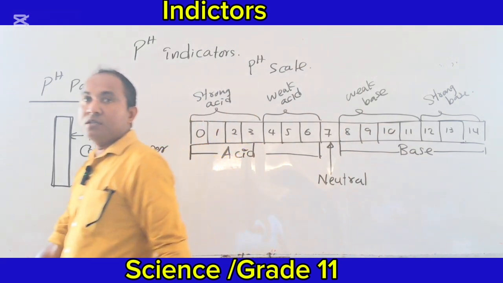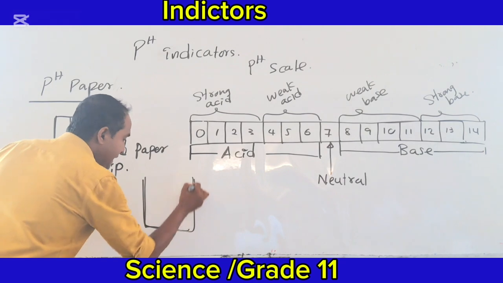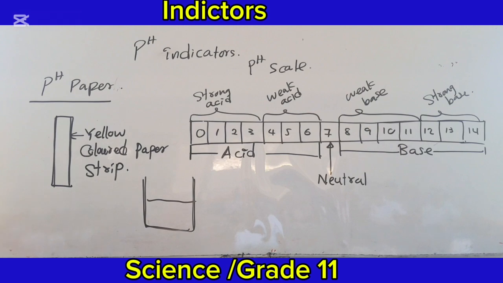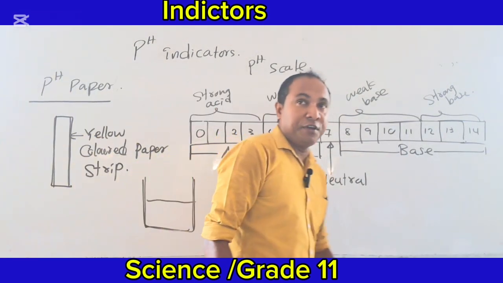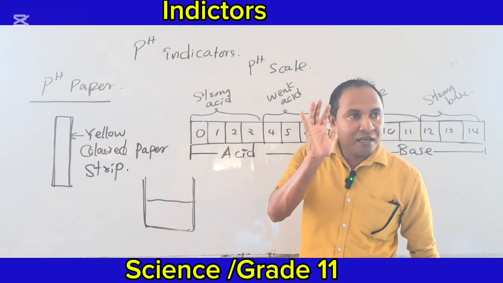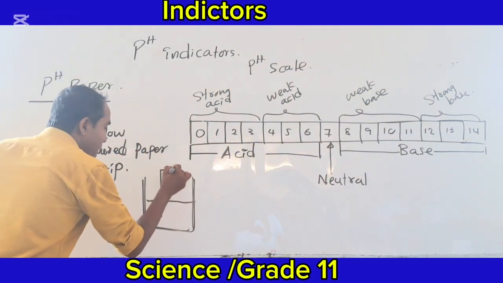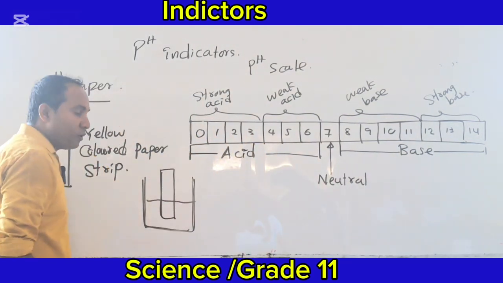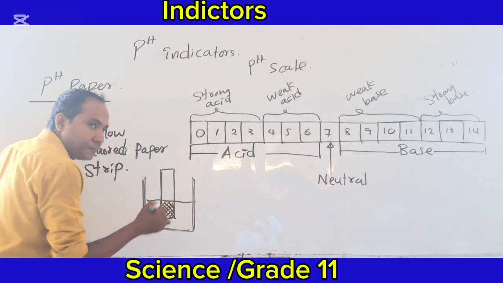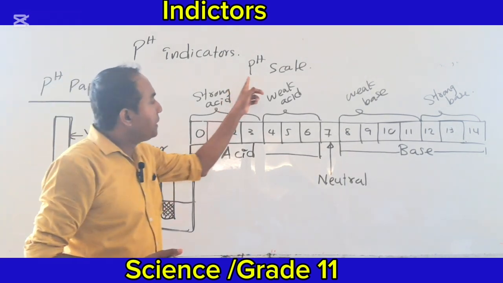Now think about it. There is a solution and we want to find the pH value of the solution. Firstly we should dip the pH paper in the solution. What will happen if the pH paper is dipped in the solution? The immersed part of the paper changes color. After that, the changed color should be matched with the pH scale.